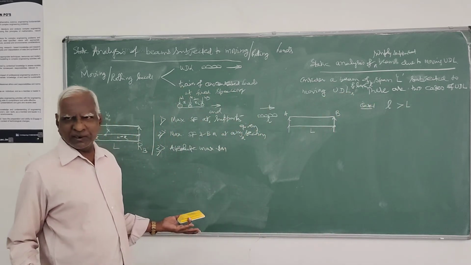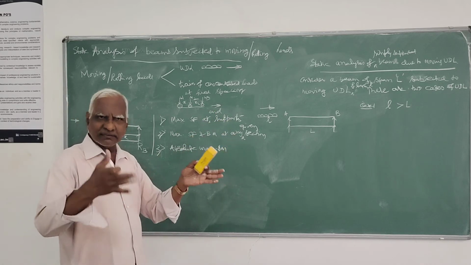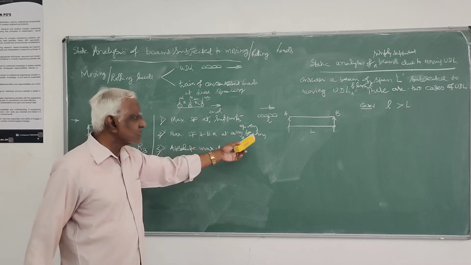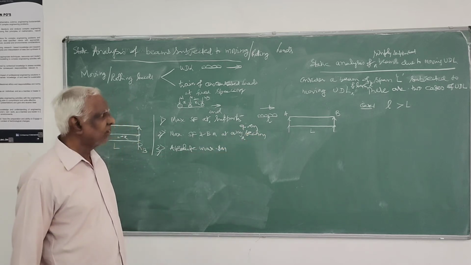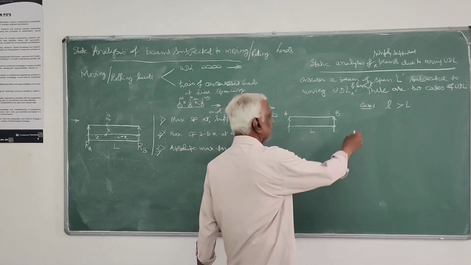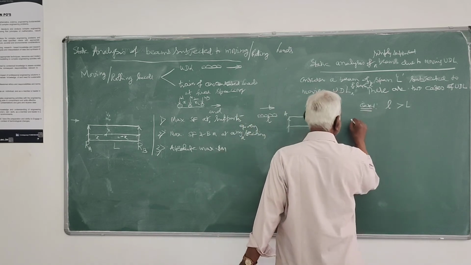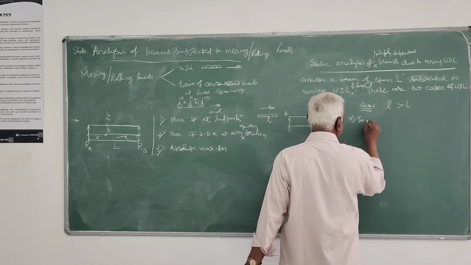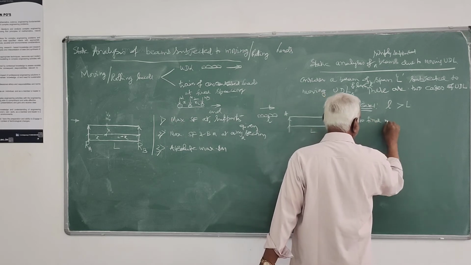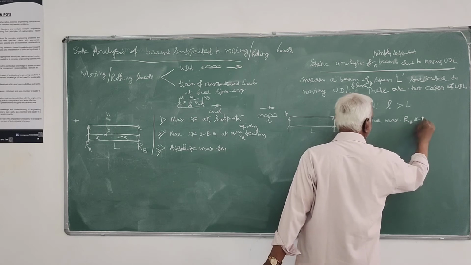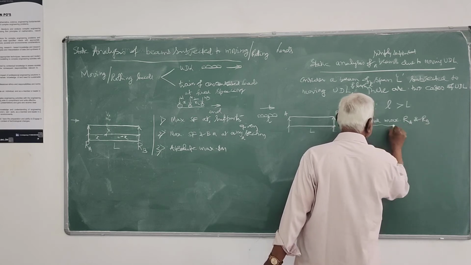It is a possibility. So the UDL will have a certain length, and that length may be greater than the span of the beam itself. So in that case, case 1, the first case, is to find the maximum RA and RB.